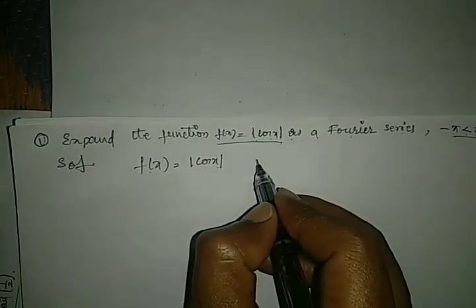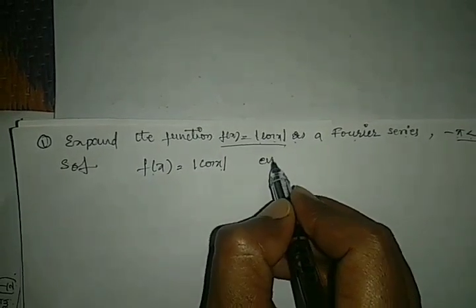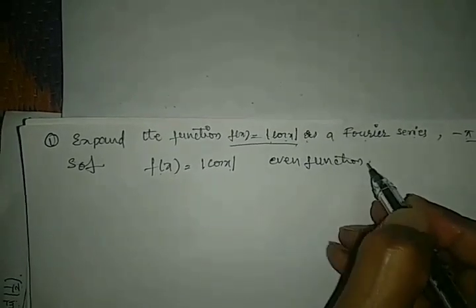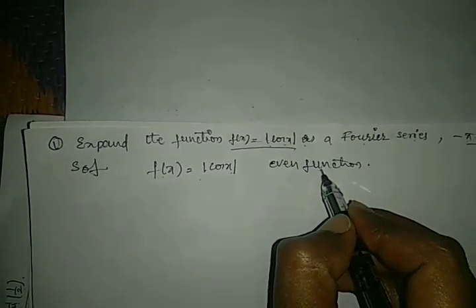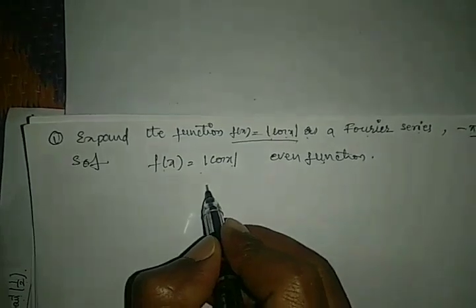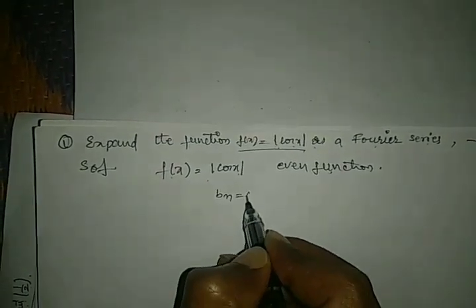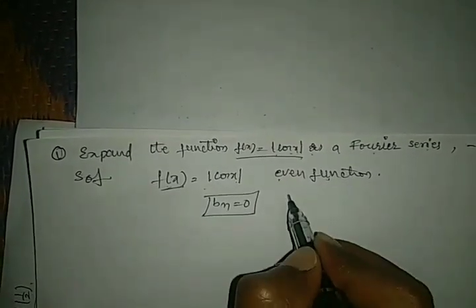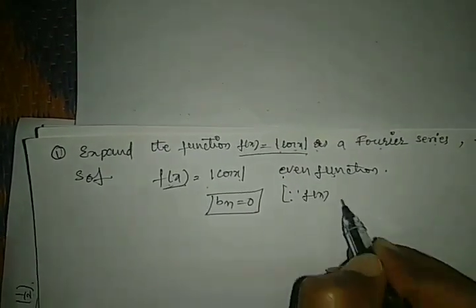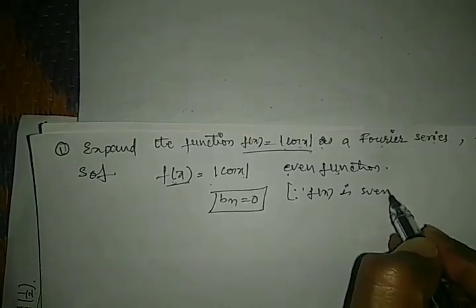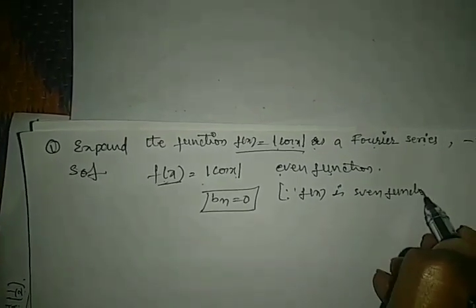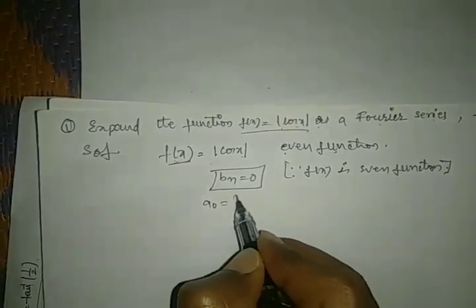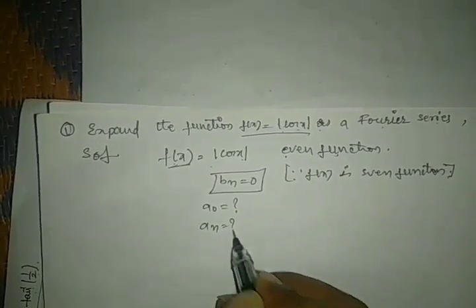Mod of cos x means it is an even function. So if it is an even function, automatically the bn value is 0, since f of x is an even function. Now we need to find the a0 value and the an value.